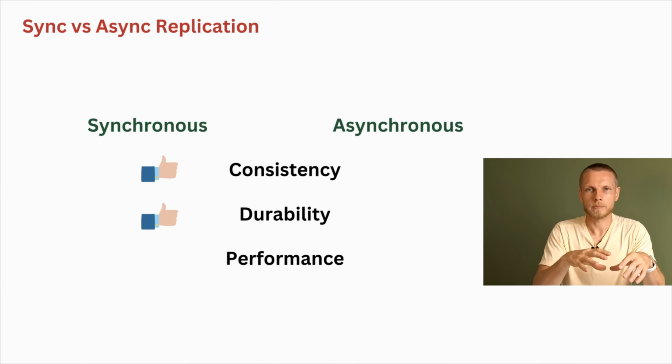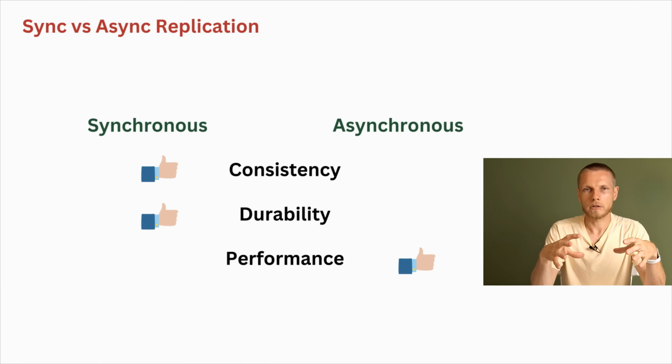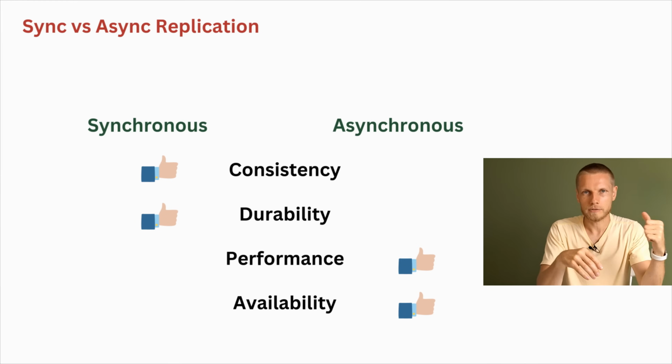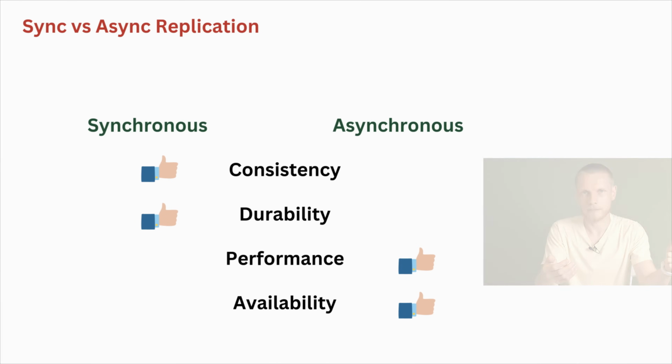Next one is performance. Performance is better with asynchronous followers because it depends only on local processing of the leader. And the last one is availability. Availability is again better with asynchronous followers because now the availability of the system basically equals the availability of the leader, but not the availability of every follower. So asynchronous followers win the availability contest.